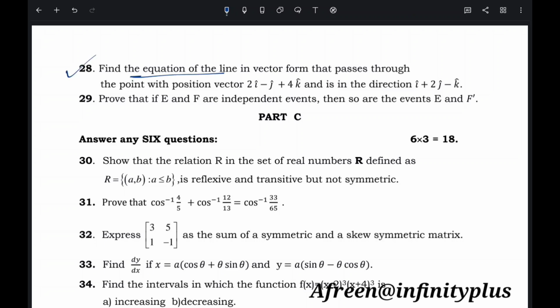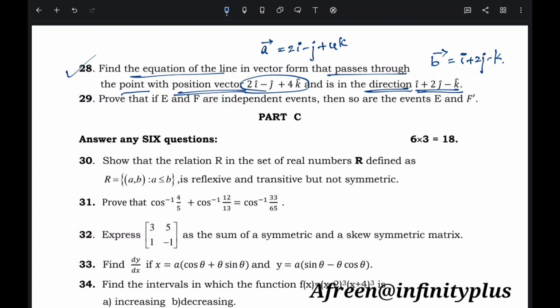They have given: find the equation of a line in vector form that passes through a point with a position vector. So they have given the position vector, which is 2i minus j plus 4k, and it is in the direction of i plus 2j minus k, means this one is the vector b, which is i plus 2j minus k. If you know a vector and also b vector, you people are well aware that the equation of a line in vector form is r vector, means position vector, is equal to a plus lambda b vector. So you have to find only this much.